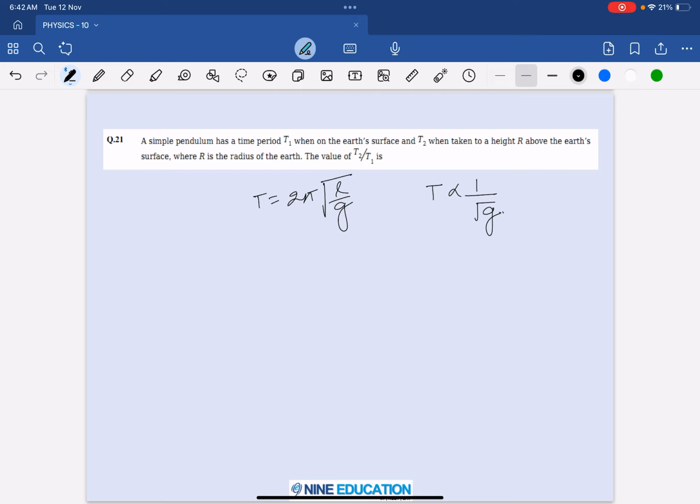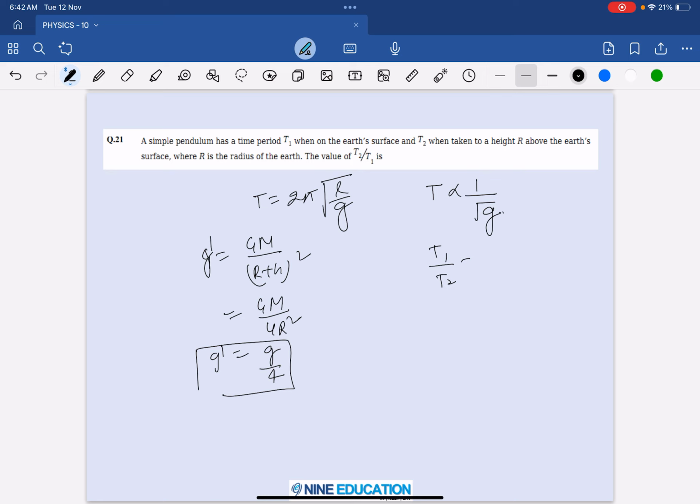Now when we go to a height of Earth's radius R above the surface, the g value becomes g dash. It would be GM by (R plus h) whole square, so this will be GM by (R plus R) squared, which is 2R whole square, so 4R square. Now GM by R square is g, so g dash will be g by 4.